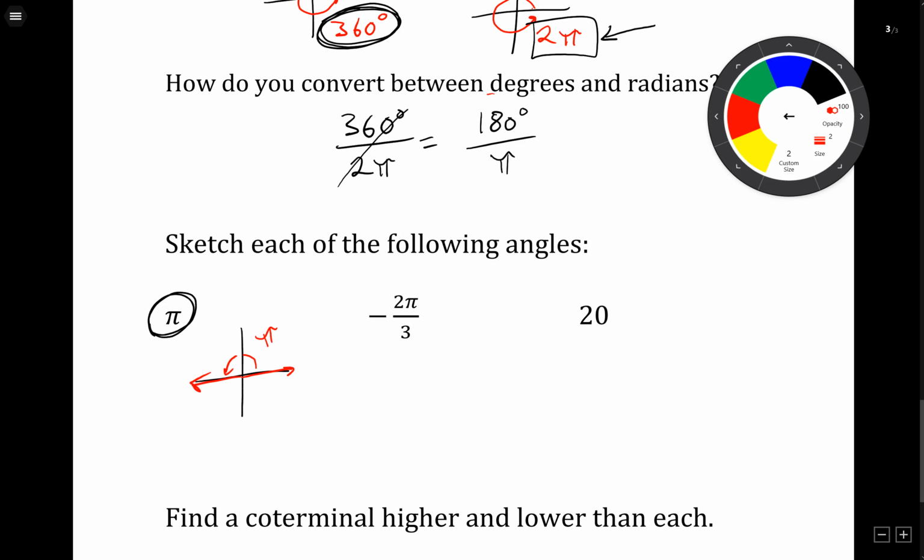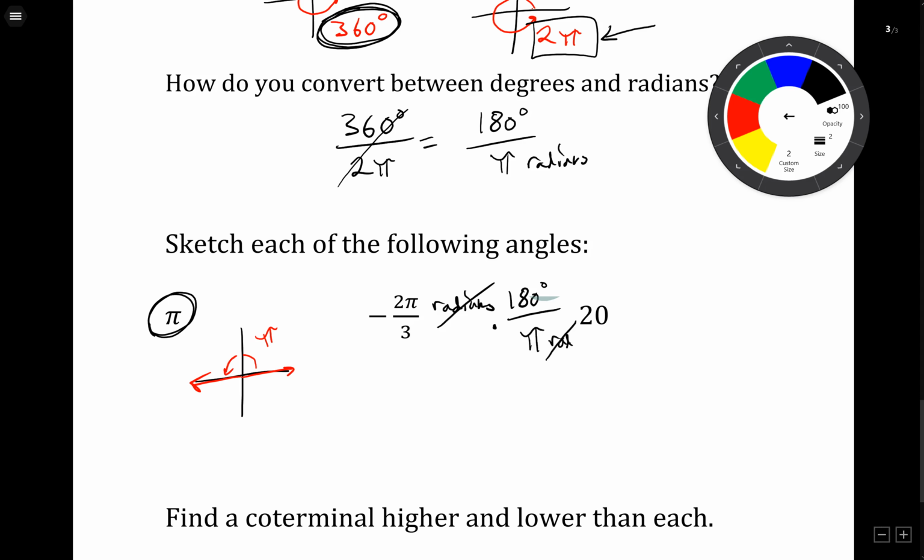So how about negative 2 pi over 3? I have no idea how to think about this. So let's put it in terms of degrees. Now, since this is in radians, and pi represents my radians down here, in order to cancel the radians, let's use a little factor label technique. I hope you saw this in chemistry. If I multiply by 180 degrees over pi, that will cancel the radians and leave me with degrees.